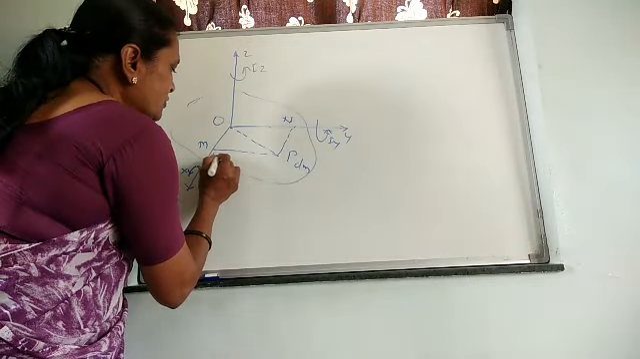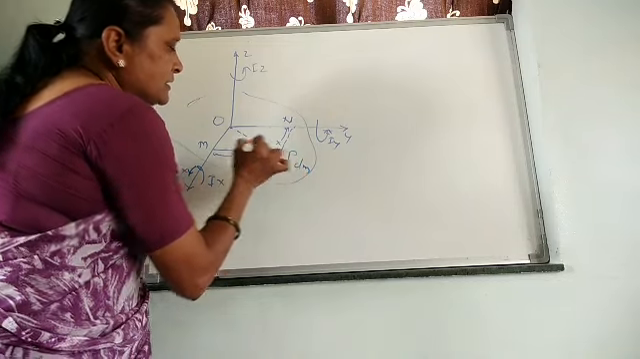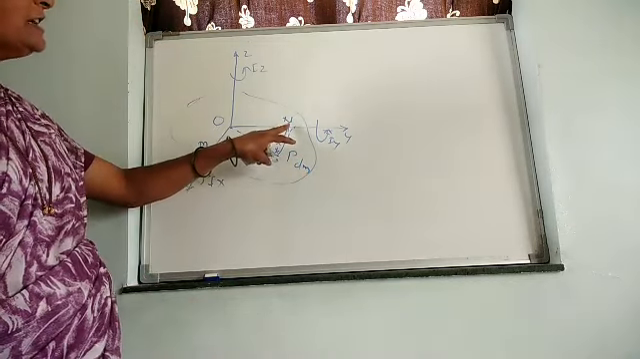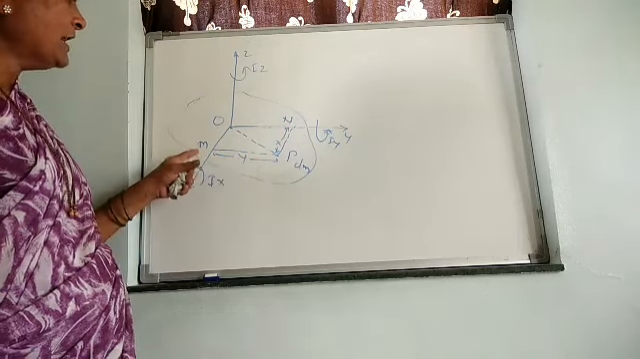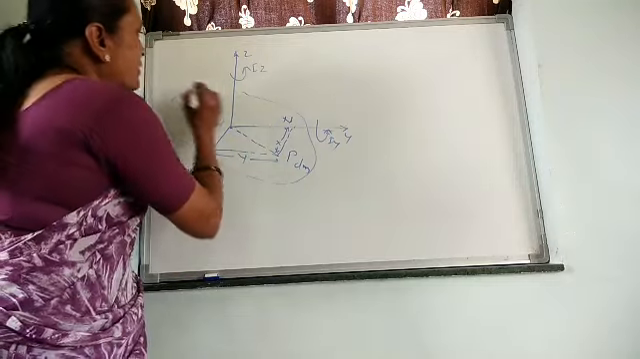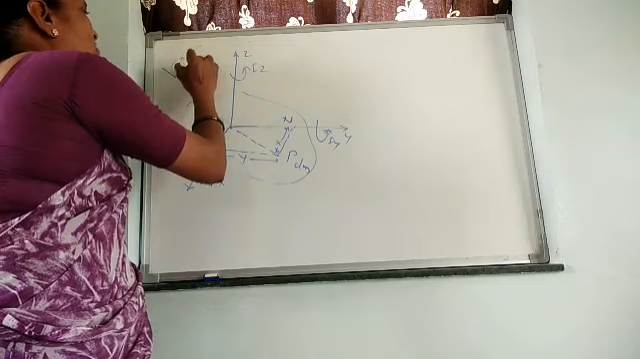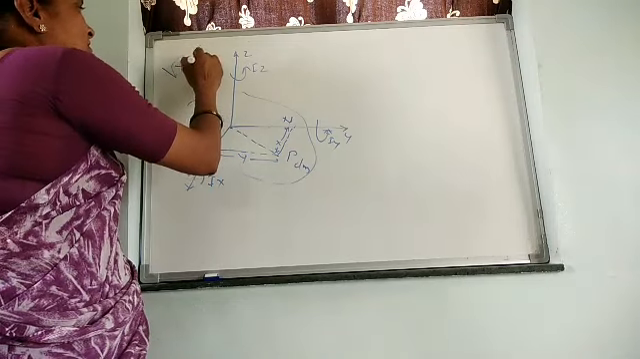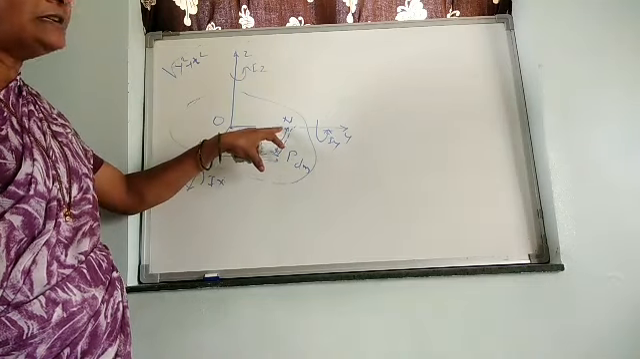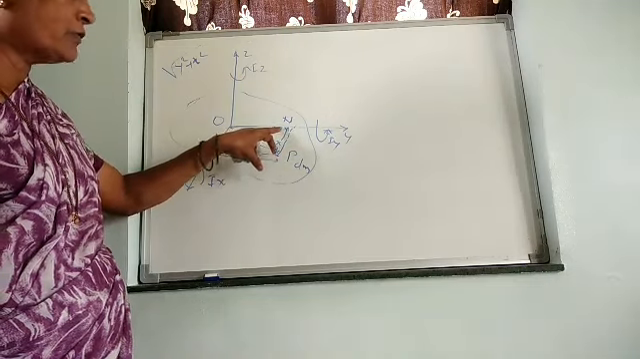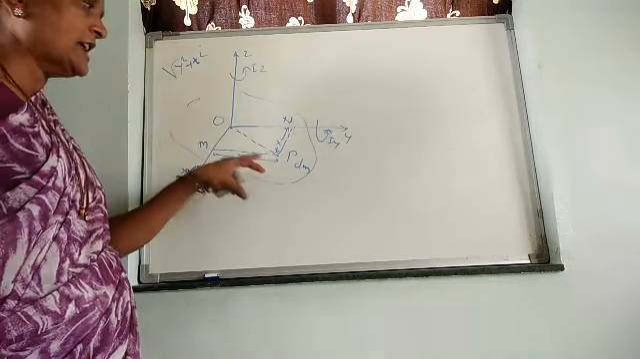Here this distance is equal to y, and this distance is equal to x. That means point P is at a distance x from the y axis, at a distance y from the x axis, and at a distance of under root x square plus y square from the z axis.